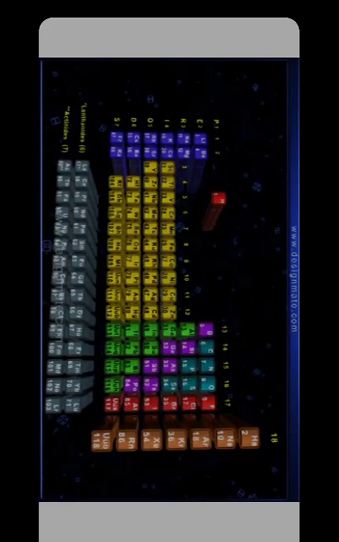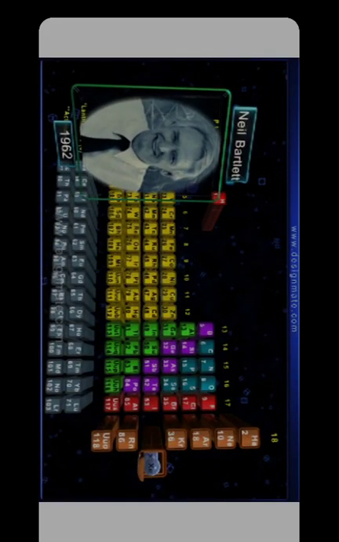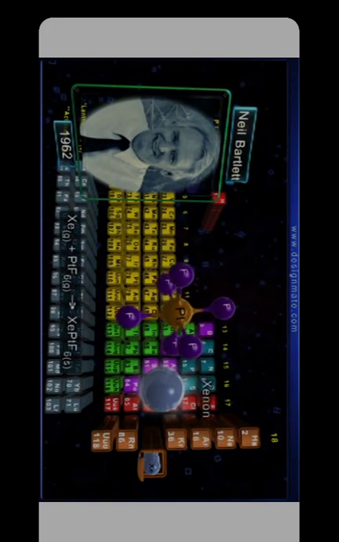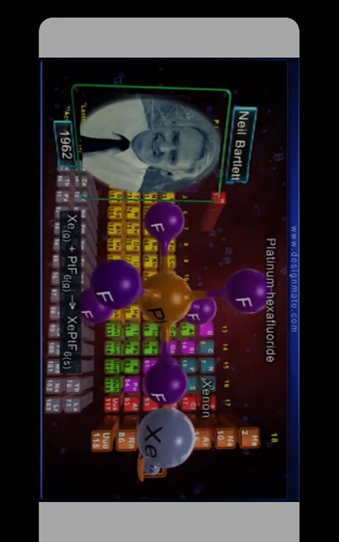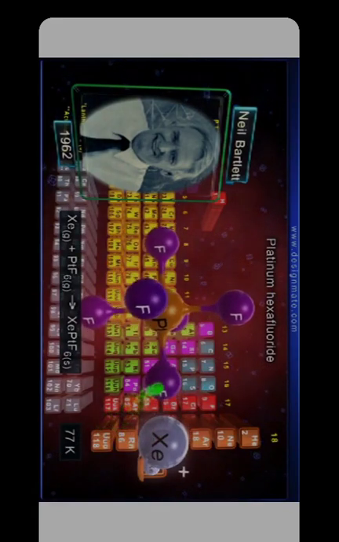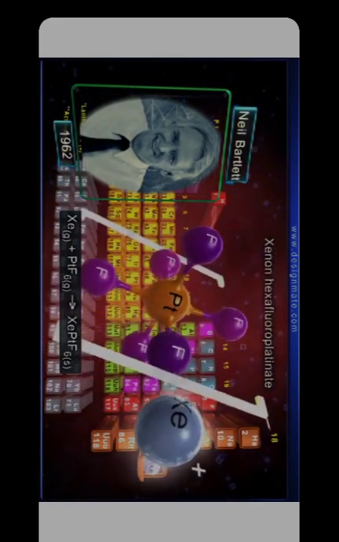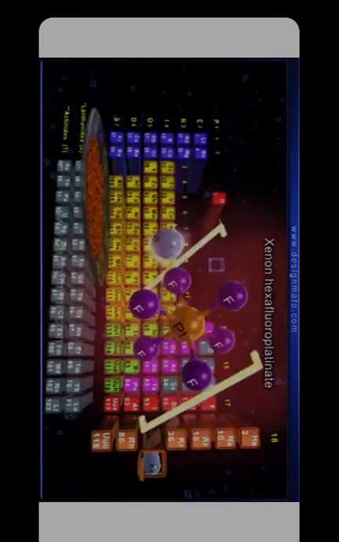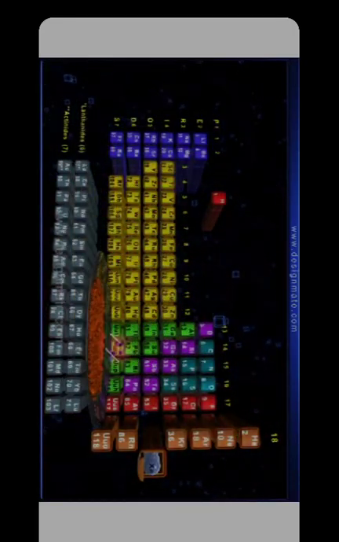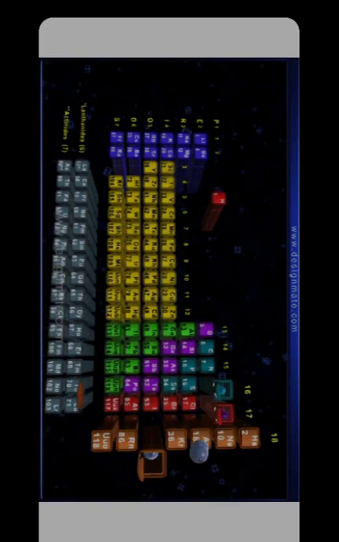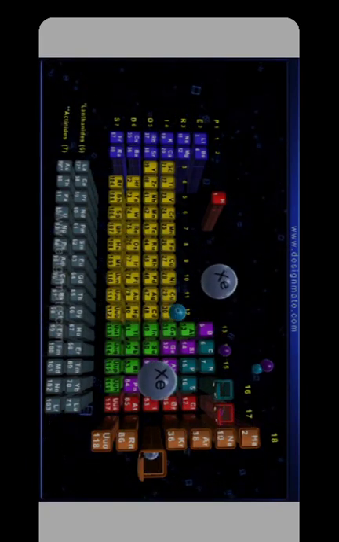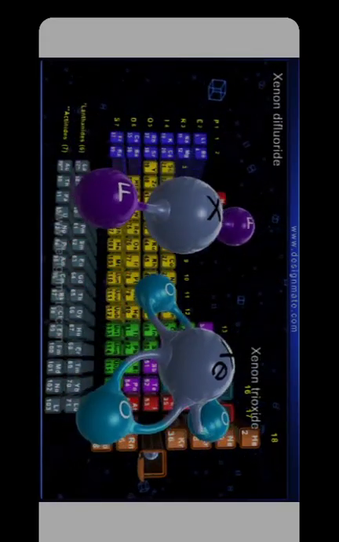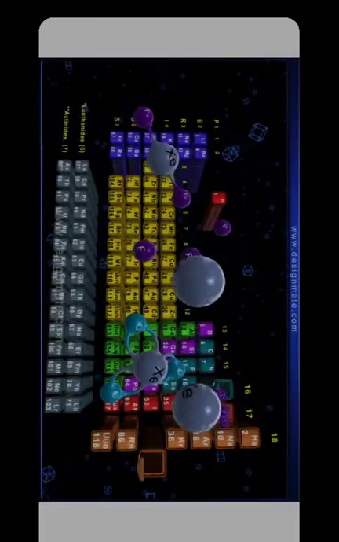This was considered true until 1962, when Neil Bartlett became successful in mixing xenon with platinum hexafluoride at 77 Kelvin to prepare xenon hexafluoroplatinate, a red-colored crystalline solid. After this discovery, a large number of xenon compounds with highly electronegative elements like fluorine and oxygen have been prepared.